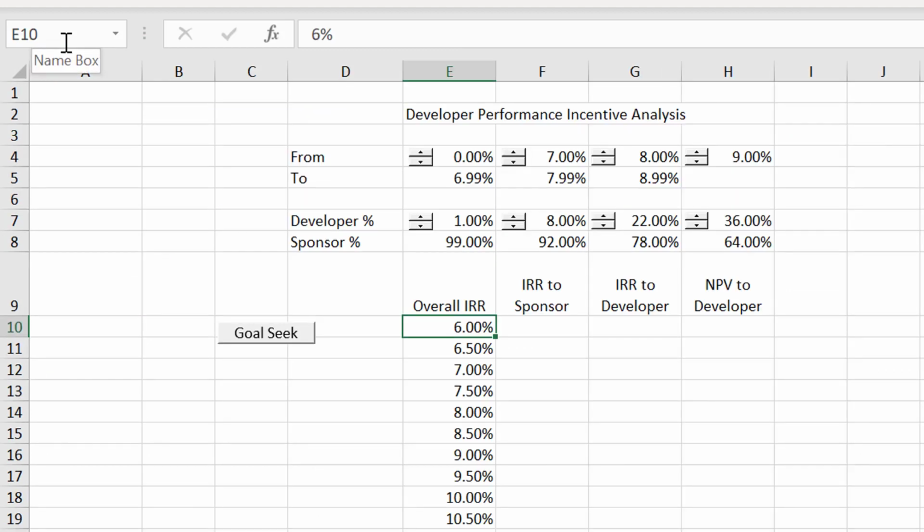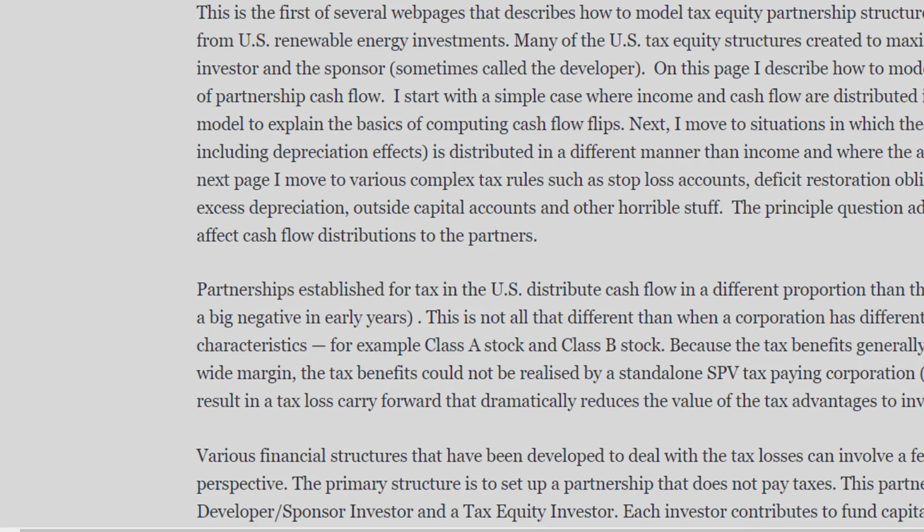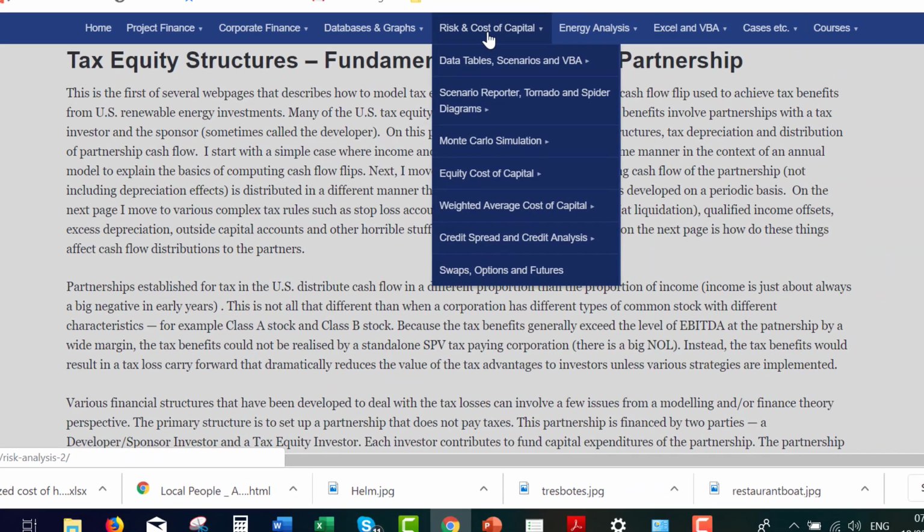I'm going to do it quickly. And this video is about performance incentives and not about making data tables with VBA, which is, of course, the best way to make data tables with VBA. And if you want to see that, of course, you can go. I say, of course, which is a stupid thing to do.